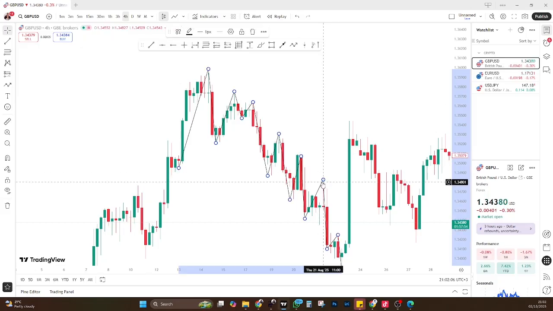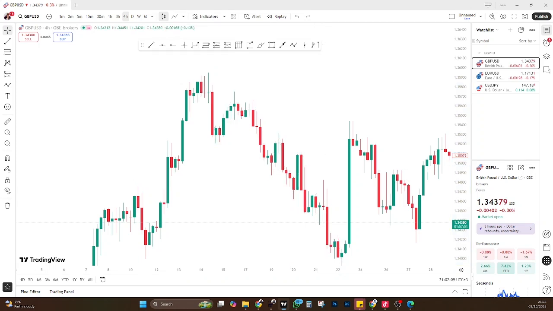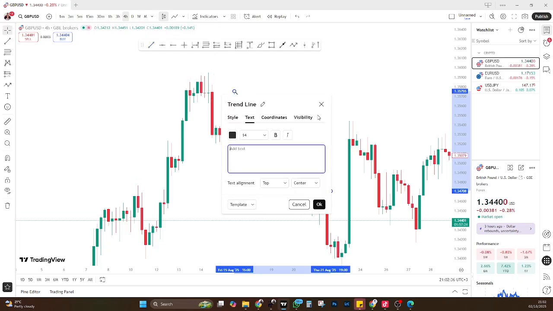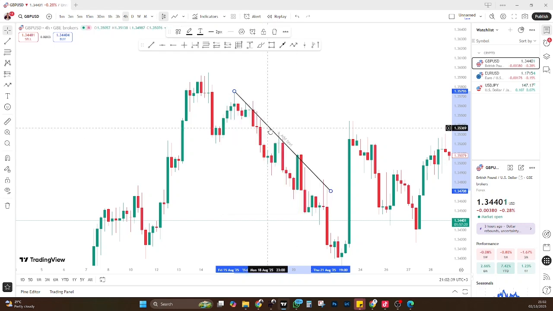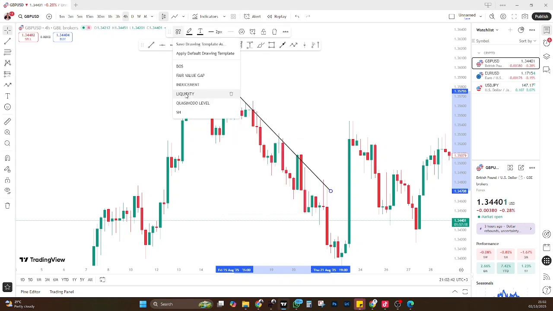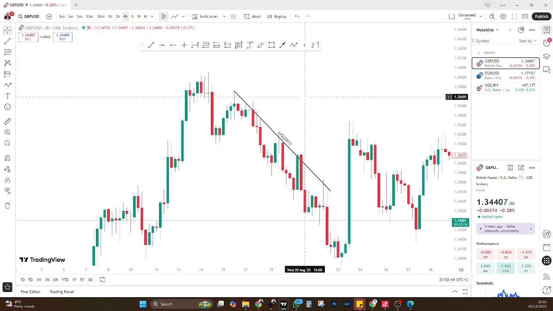So this is what happens with trend line liquidity. The market was moving up and then it started moving down slowly, making a series of higher highs, higher lows, higher highs, higher lows, higher highs, higher lows. All this, you see, all this is liquidity.